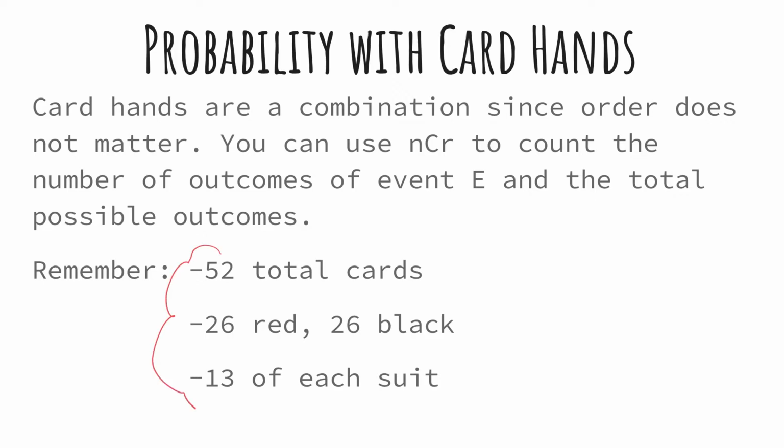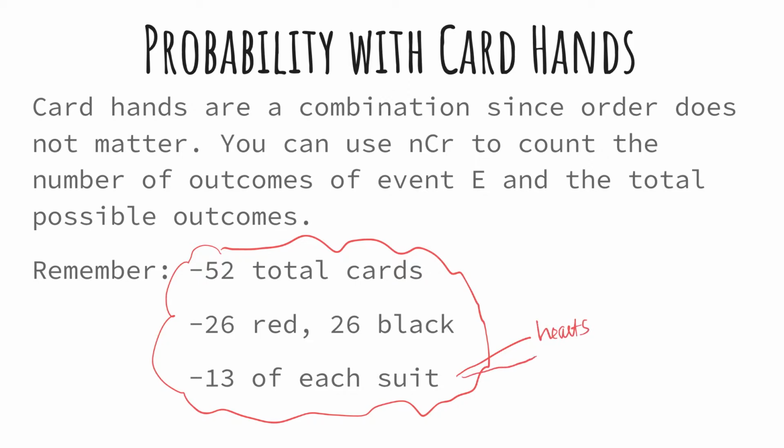If you're not real familiar with cards, you might want to write this part down because you are going to need to know how many there are of each suit and how many red and black cards there are and total cards. So there's 52 total cards in a deck. That means there's 26 red and 26 black, and there's 13 of each suit. When we're talking about the different suits, we have hearts and diamonds. Those are going to be your red cards. And then the black cards, we have clubs and we have spades.